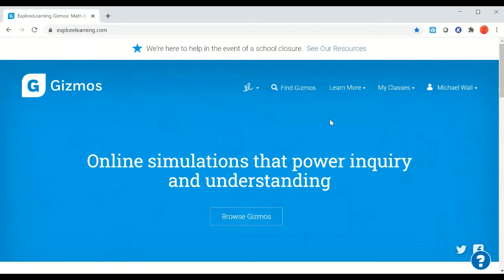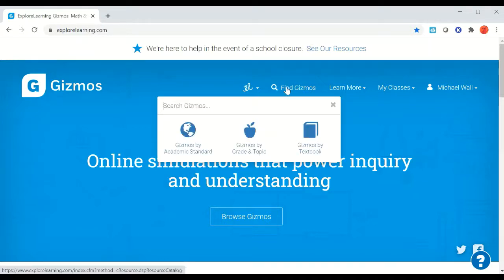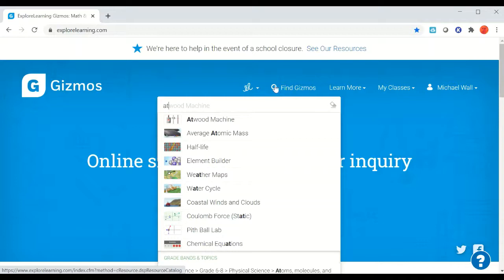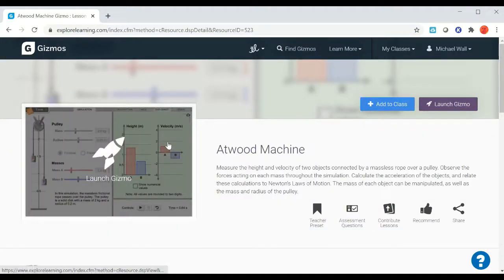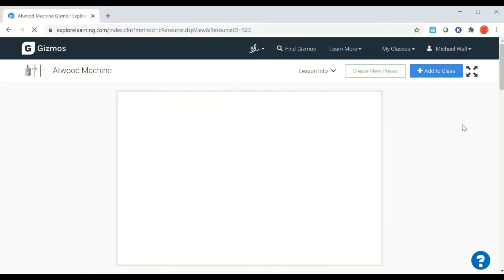Hello students, time for another Gizmo. This one is called the Atwood machine. It's going to be added to your class, but if you type in Atwood machine, it comes out right up here. And we want to click to launch the Gizmo.